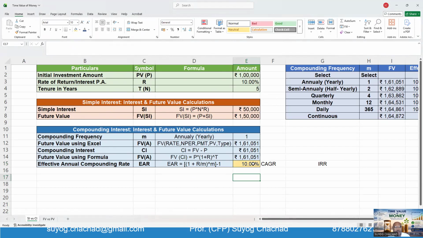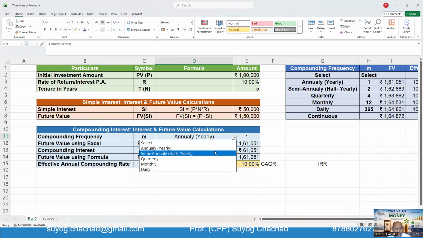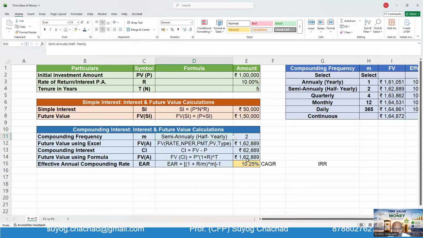So this is EAR, that is the effective annual rate. If you are going for annual compounding, there will not be any change, because the 10% will stay the same as it is an annual compounding. But if you change the frequency to semi-annual, automatically your effective annual rate of return changes to 10.25.